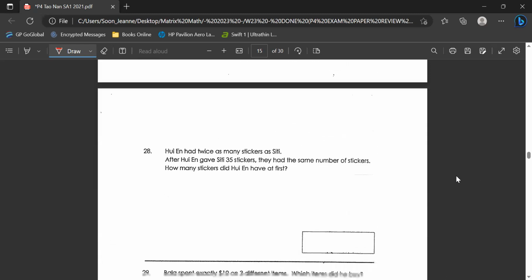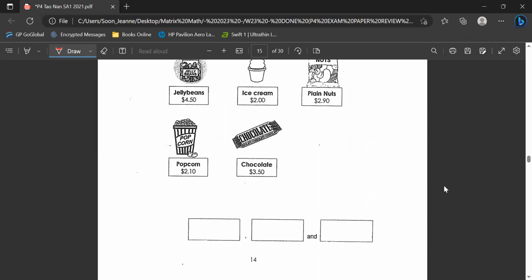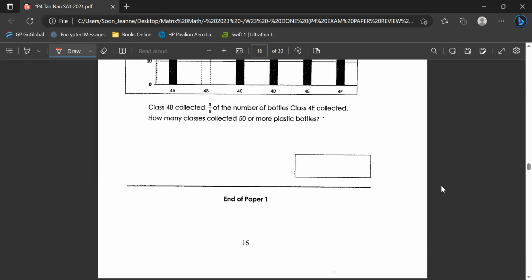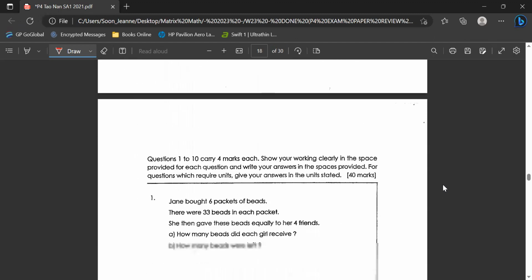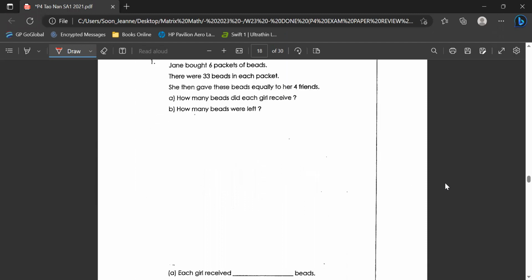I'm going to move on to section C now, which is paper 2. So I'm going to the first question of paper 2. Number 1, Jane bought 6 packets of beads. There were 33 beads in each packet. She then gave these beads equally to her 4 friends. How many beads did each girl receive, which is A? And B is how many beads were left.